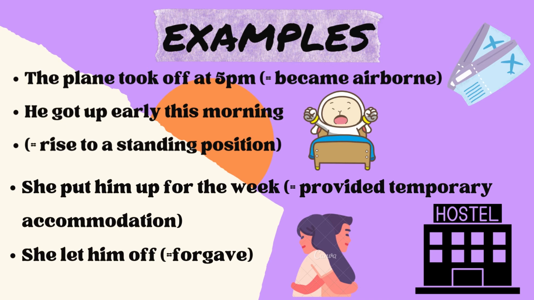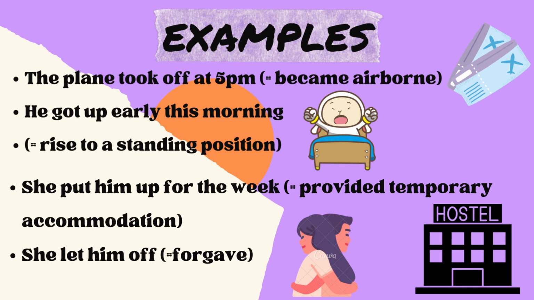She put him up for the week. Provided temporary accommodation. She let him off. Forgave. So, with these types of verbs, you often have to learn them and their meanings, as it can be difficult to guess the meanings from context.